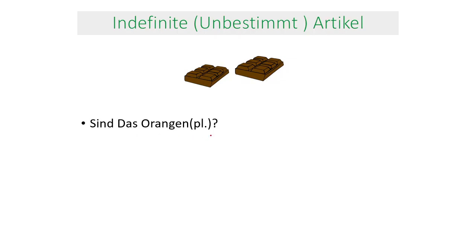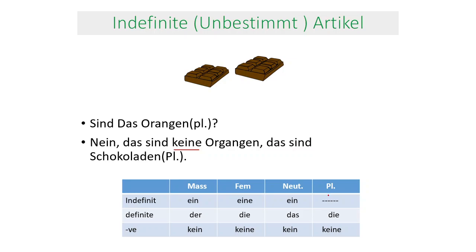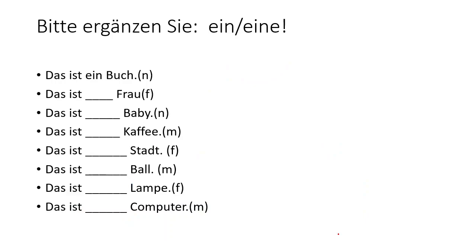Sind das Orangen? Are these oranges? Nein, das sind keine Orangen. Das sind Schokoladen. These are chocolates. For negative, we have keine. And for positive, we have no article. So das sind, no article. And for negative, we have keine.